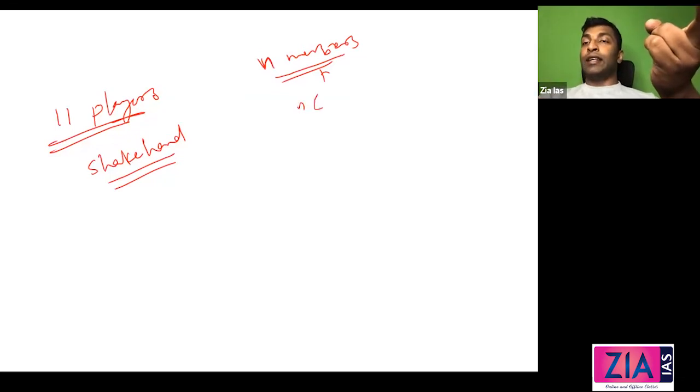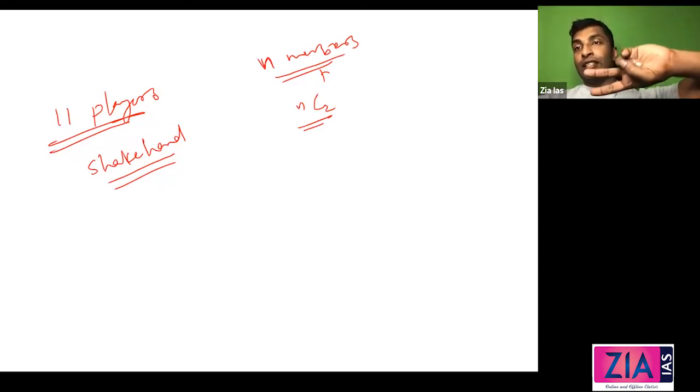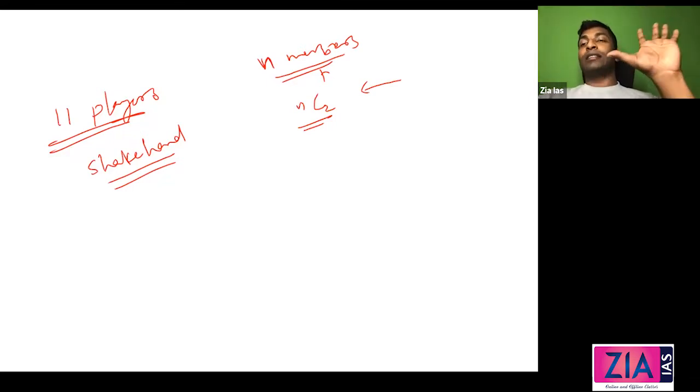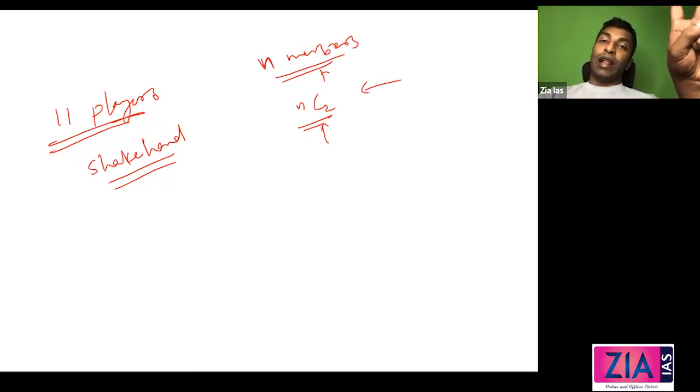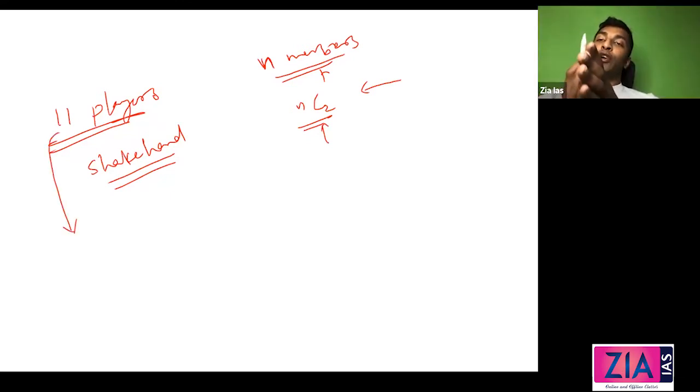That also is NC2. So whether it is related to the number of matches played, if it is playing against each other, both are similar cases, guys. Shaking hands among each other, playing against each other, all are saying you are going to select 2 from n. So 11 players are there. How many shake hands are made in total?